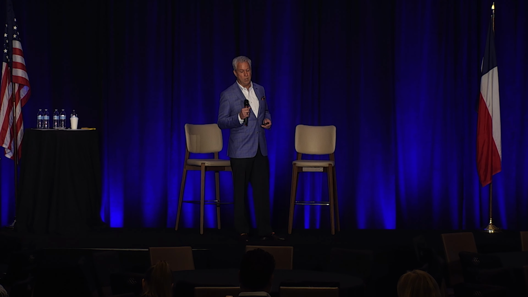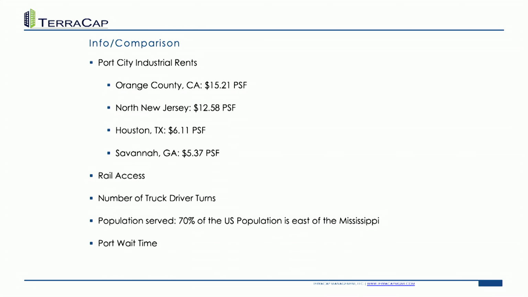In New Jersey, $12.58 per square foot. Houston, $6.11 per square foot. And by the port of Savannah, $5.37 a square foot. And guess what? Off of the coast of Georgia, you don't have hundreds of ships waiting in line to deliver their goods, right? So it doesn't take long.